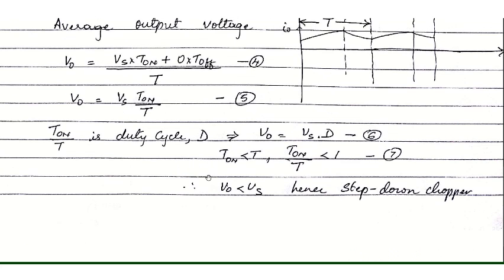We can write the average value of the load current as I naught, which will be equal to V naught by R. This duty cycle can also be represented as alpha. The textbook uses alpha in place of D. So we can also write the average output voltage as Vs into alpha, where alpha is nothing but the duty cycle, the ratio T on by T. So that's all about the step-down chopper.